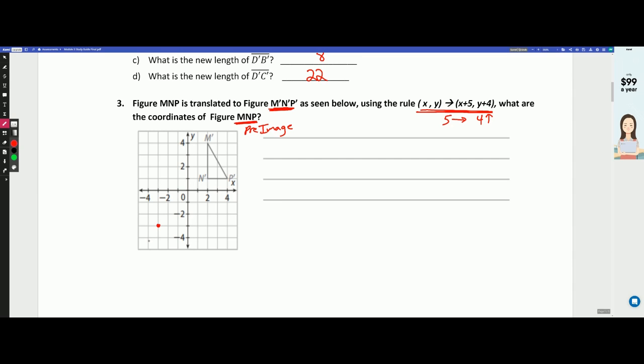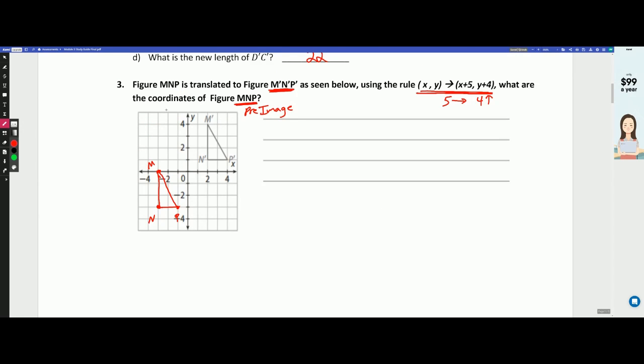How about that? That is my N. That's where we came from. If you did the same thing with P, you should be right here. If you did the same thing with M, you should be right here. I'm sorry, M prime to M. So there is your beautiful triangle, if I could ever draw one on this little touchpad. There we go. So that was your original pre-image. All right, moving on.